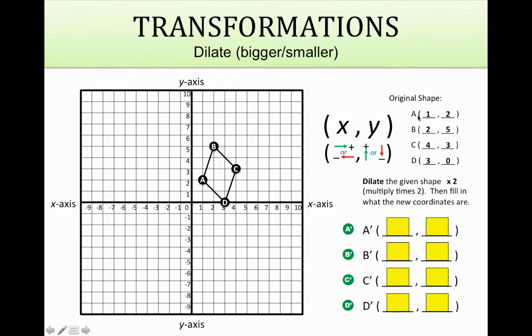Let's start with A. We're going to multiply A's coordinates by 2. So 1 times 2 is 2. So A prime's first number is going to be 2.